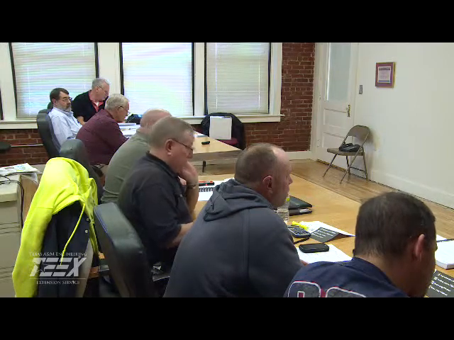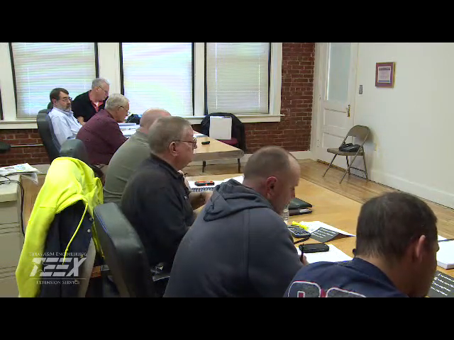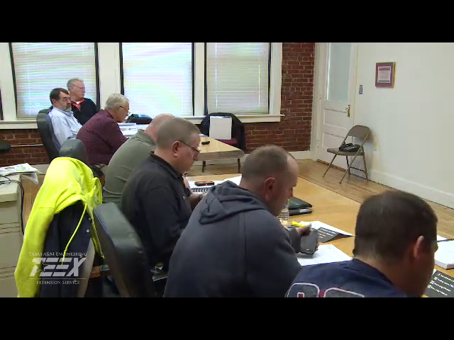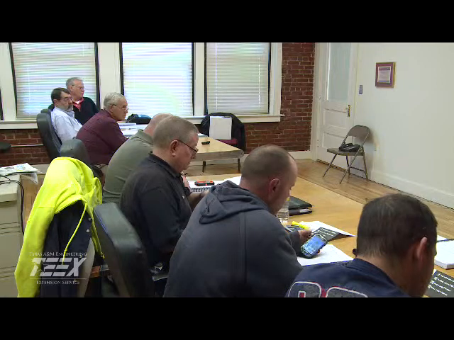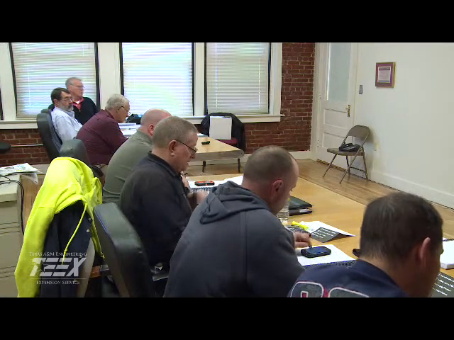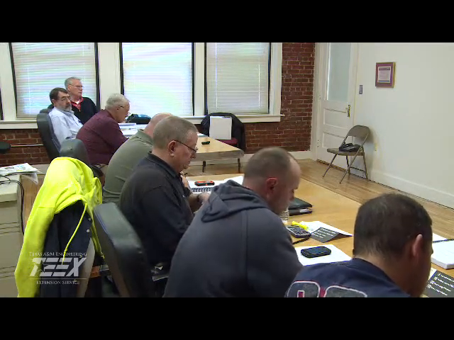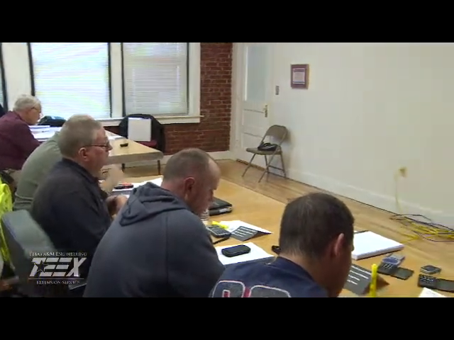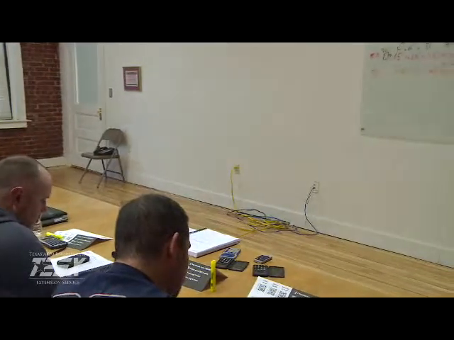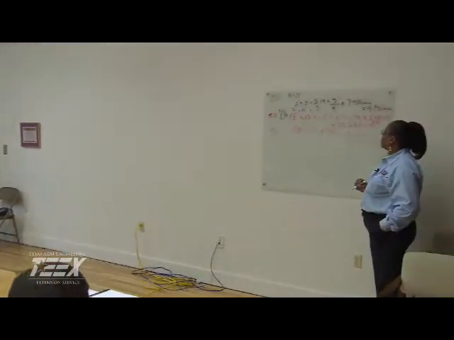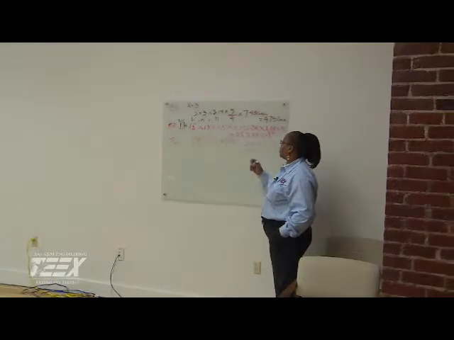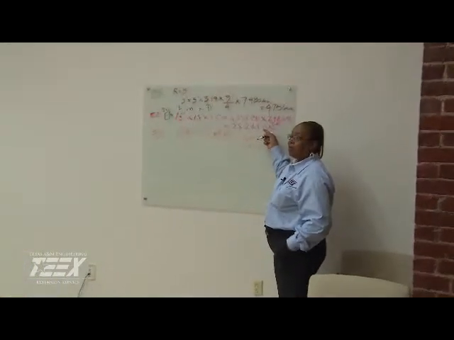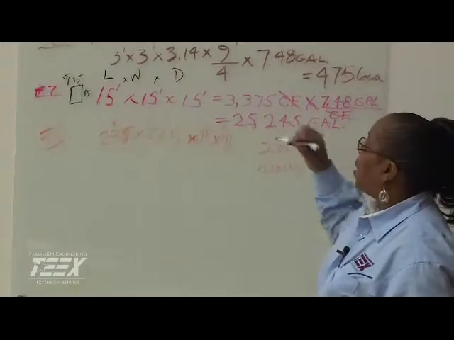You can go ahead and walk me through. And so it's 15 feet times 15 feet times 15 feet. That'll get you your cubic feet, 3,375. And then to get it into gallons, you multiply by 7.48 gallons per cubic foot. Super. And the cubic feet cancel out and you end up with gallons. 25,245 gallons. Excellent. Questions? None. Super.